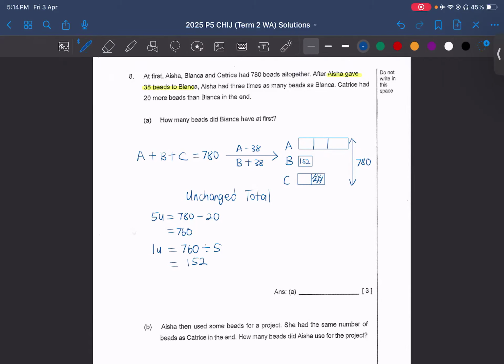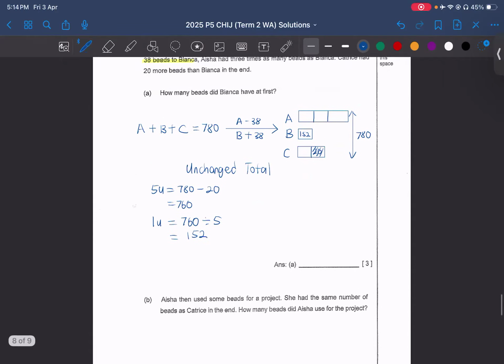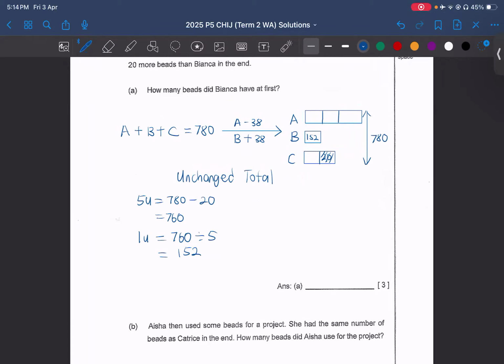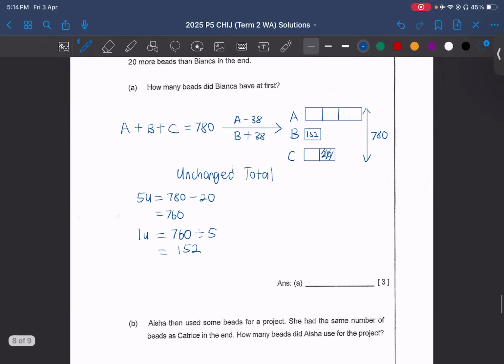To find how many beats Bianca had at first, we have to work backwards. From the start, Bianca plus 38 beats, and then she ended up with 152 beats. So we take 152 minus how much she gained, which is 38. And then you realize that she had 114 beats at first. So Bianca had 114 beats at first.